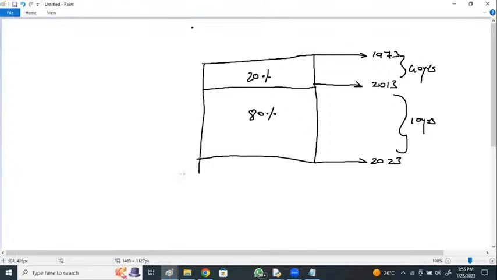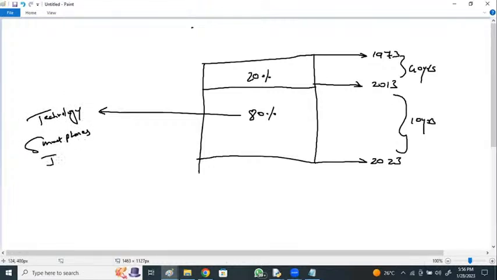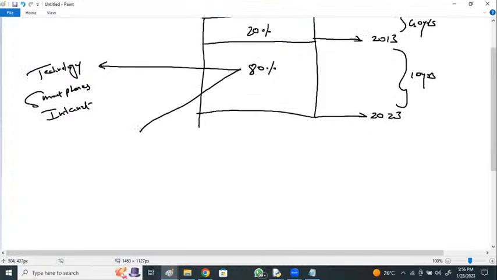The reasons for the huge data generation, especially in the last 10 to 15 years, are the usage of technology, smartphones, and the internet. And what are the main sources from where this data is getting generated? Mainly three sources of data.